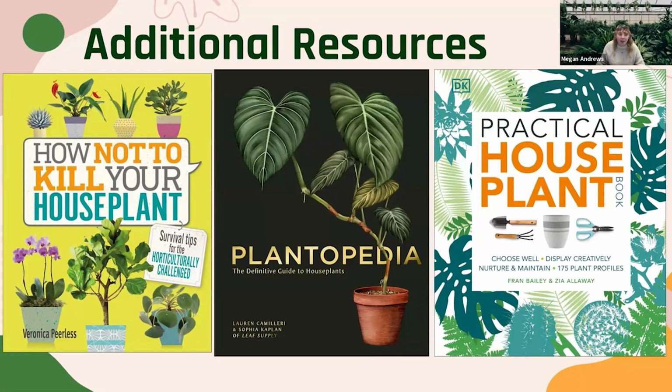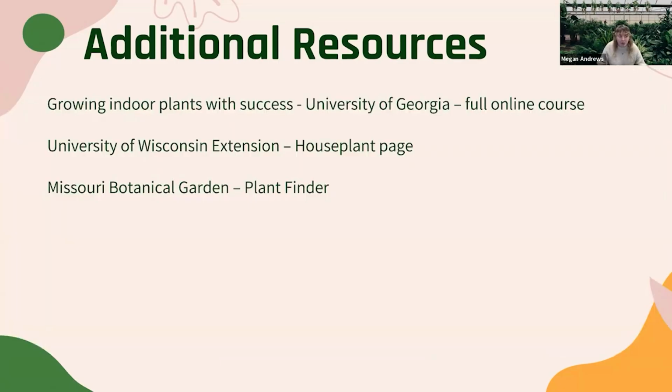And then I have some links for you guys for free resources online. The University of Georgia has an online course. It's kind of like a textbook that has a lot of information on soil mixtures for different plants, which I won't be going into today. University of Wisconsin has an amazing houseplant page. And then the Missouri Botanical Gardens has a plant finder, so you can just Google the name of your plant and it will bring it up for you and have some care instructions. Okay, so let's go on to our issues.